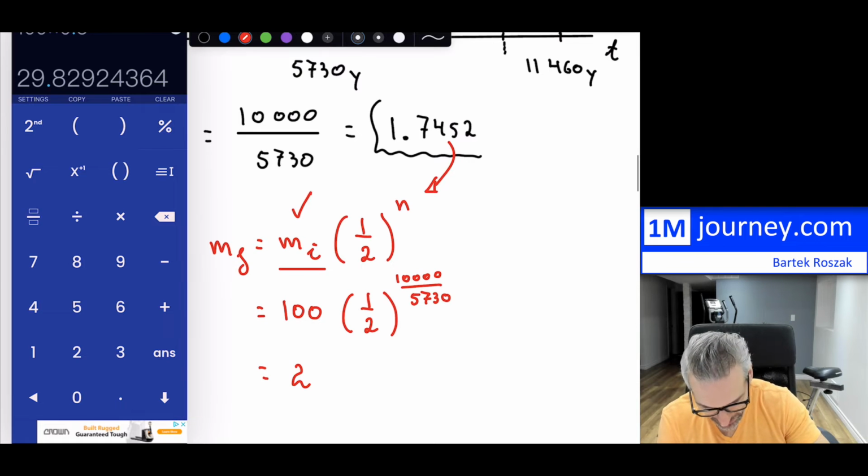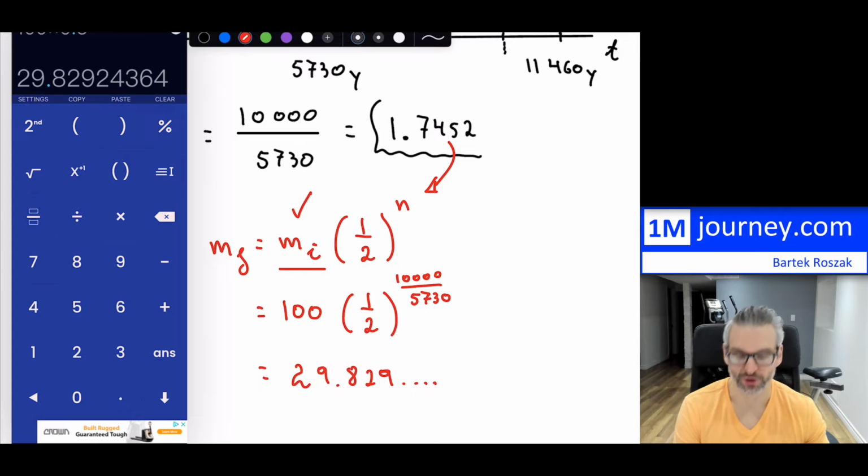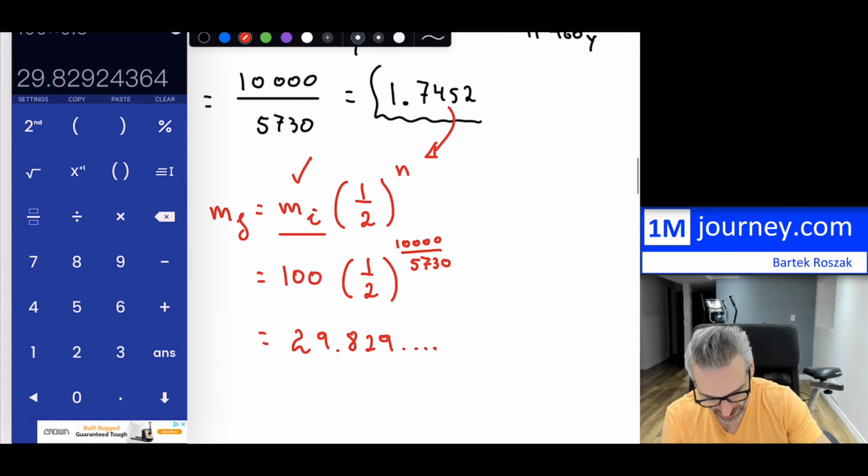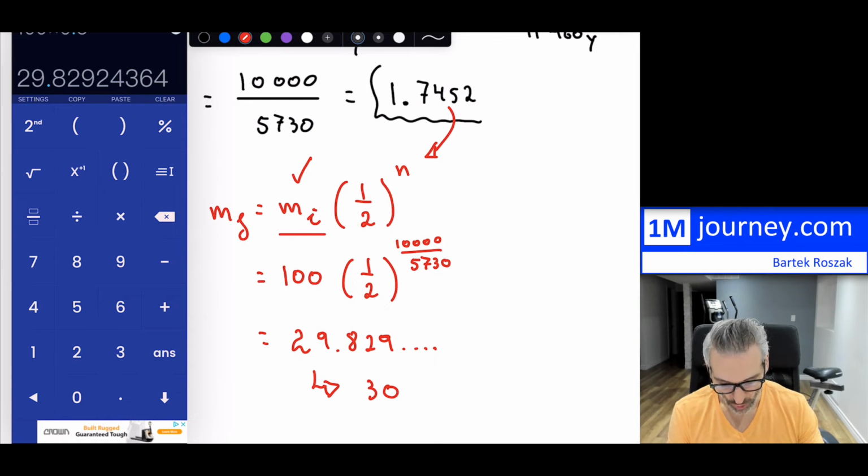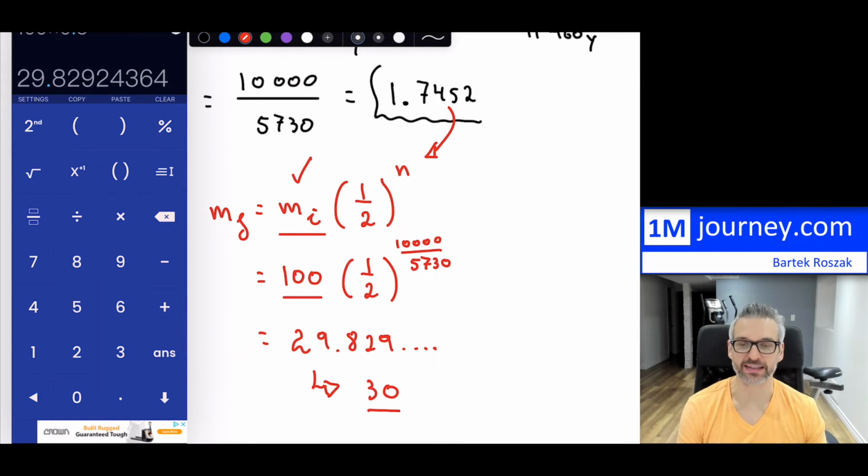So this is going to be 29.829, etc. Okay, as you're going through. So let's round this off. I'm going to round it to approximately, say, 30. So what does this mean? You started with 100 and now you are approximately at 30, or 29.8, etc.